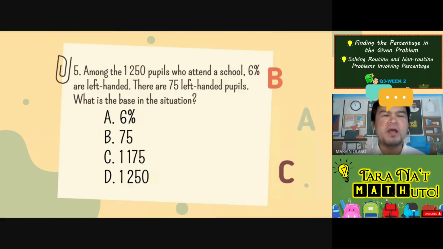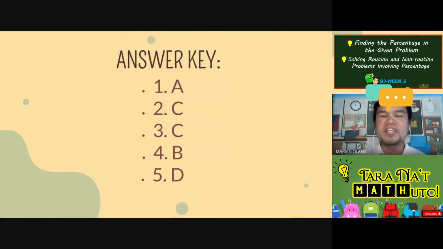For number 5, among the 1,250 pupils who attend the school, 6% are left-handed. There are 75 left-handed pupils. What is the base in the situation? And we have the answer, letter D, 1,250. And here are the answers. Number 1 is A, number 2 is C, number 3 is C, number 4 B, and number 5 is D.